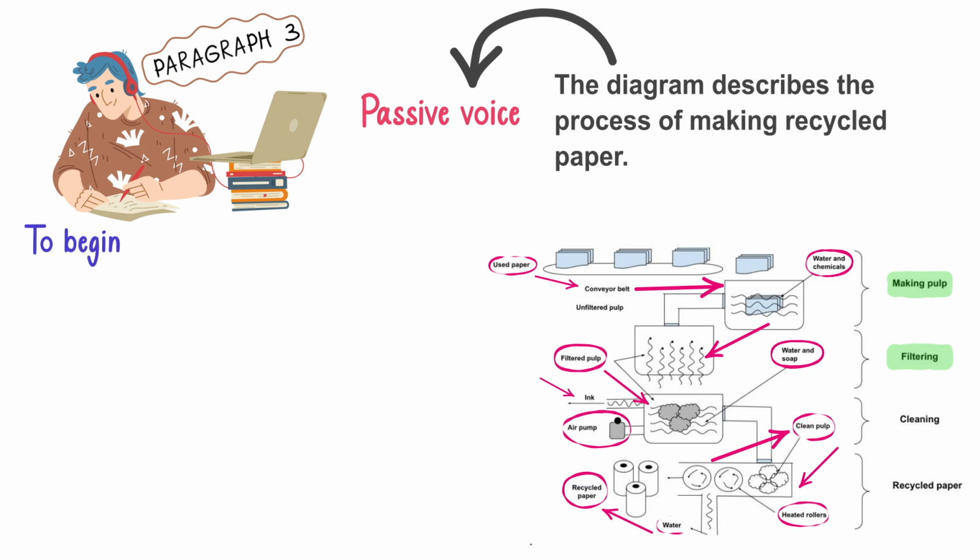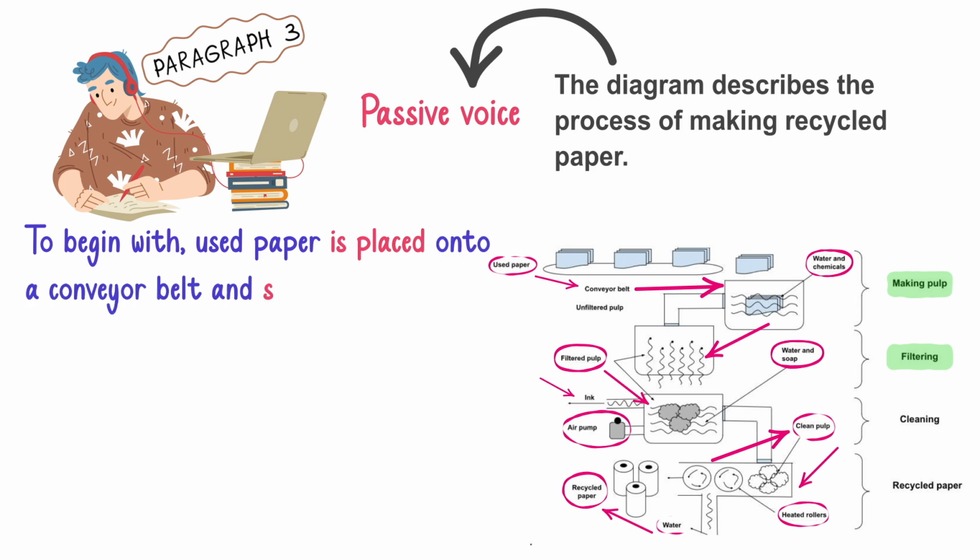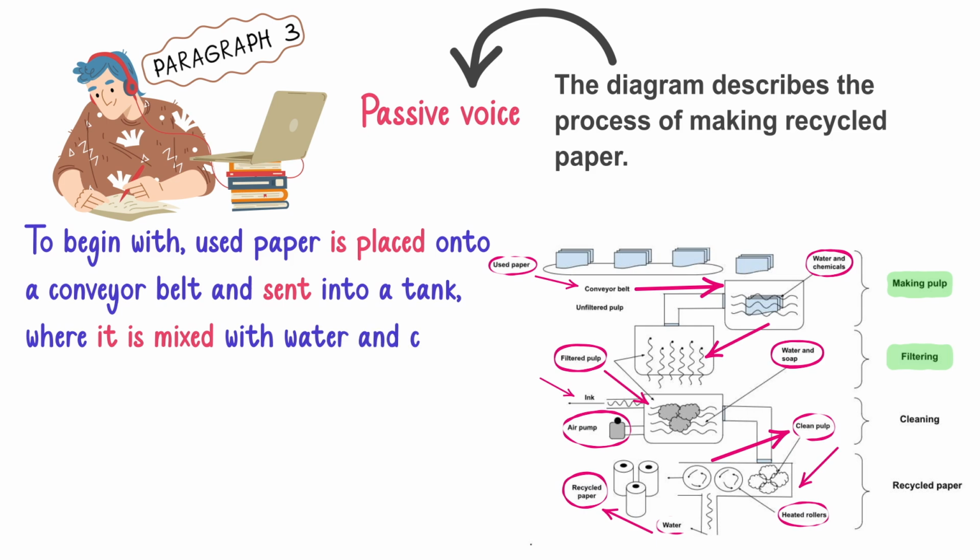To begin with, used paper is placed. This is passive voice. Is placed where? Onto a conveyor belt and sent, another passive, into a tank. What happens in the tank? Where it is mixed with water and chemicals to break it into pulp. So this is our first stage, as you can see. And I've used so many passive sentences here.